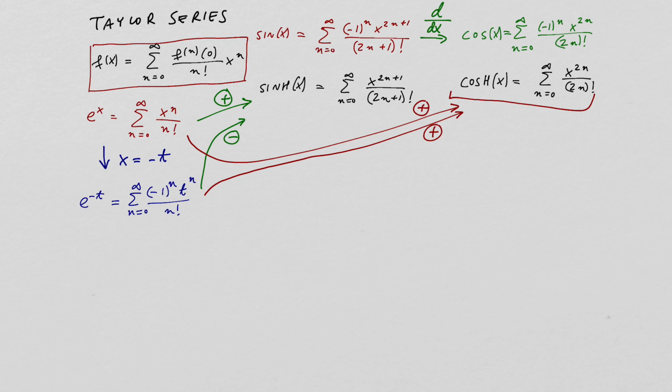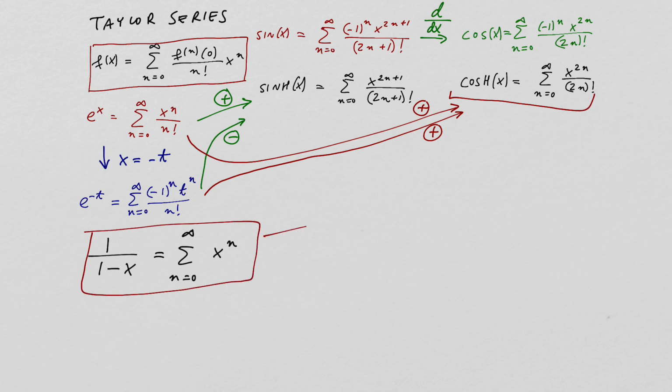Next, we know that the geometric series has this sum. If we take this formula and we differentiate on both sides, we would obtain on the left this kind of function, and on the right we would obtain this series.